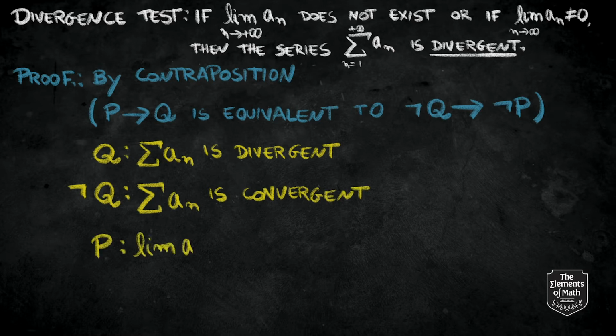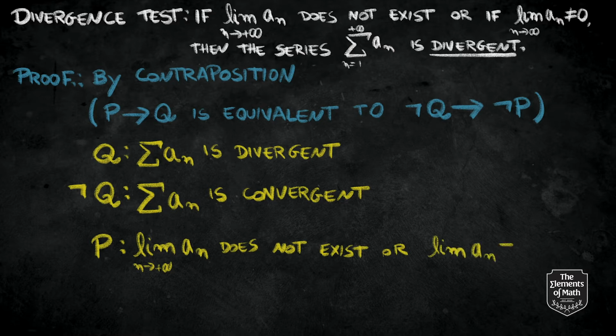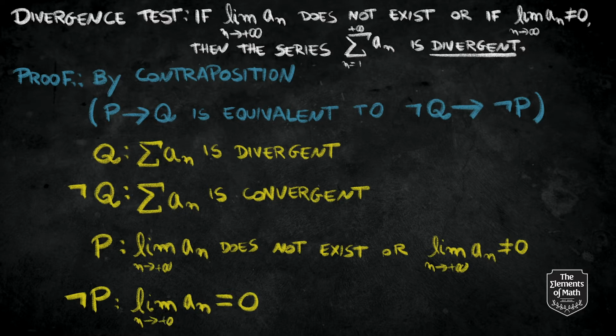Okay, what's my statement P? P is my first line here, my hypothesis. My limit does not exist, or my limit is not 0. So what would be not P? What is going to be something that exists and is not different than 0? It means equal to 0. Okay, instead of proving P implies Q, we're going to prove not Q implies not P. If you're familiar with logic, it's pretty simple for you, but if you're not, you should go over it. It would be very helpful.